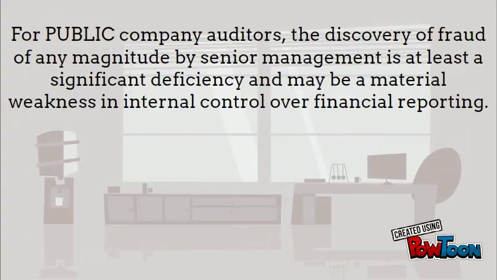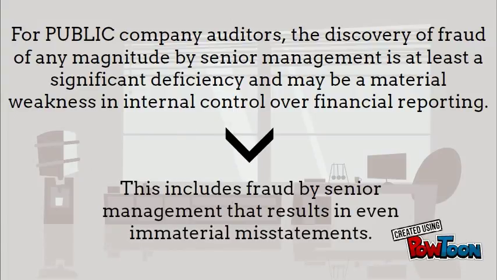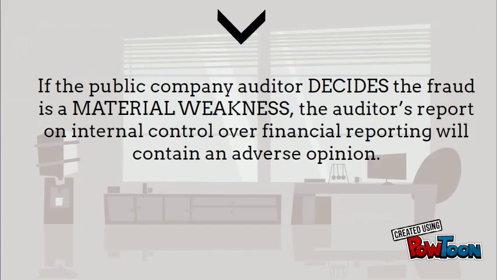For public company auditors, the discovery of fraud of any magnitude by senior management is at least a significant deficiency and may be a material weakness in internal control over financial reporting. This includes fraud by senior management that results in even immaterial misstatements. If the public company auditor decides the fraud is a material weakness, the auditor's report on internal control over financial reporting will contain an adverse opinion.